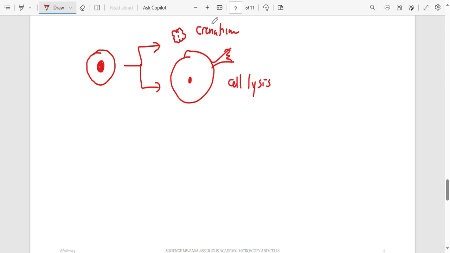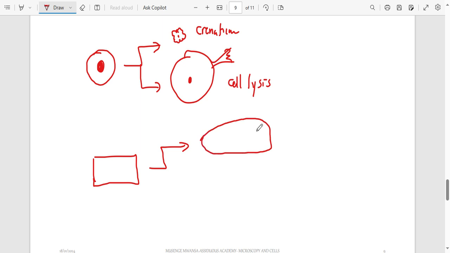This is for an animal cell. For a plant cell, remember we have said it has a cell wall, so it can't burst. If it gains water, it will just become bigger. It might even lose a bit of its structure. So it becomes strong. That is called turgidity. When it has gained a lot of water, it becomes very big.